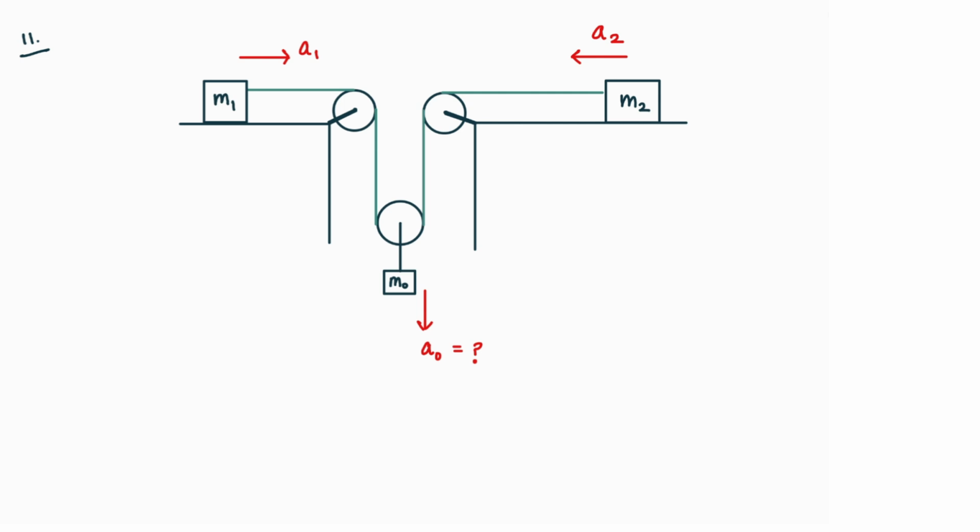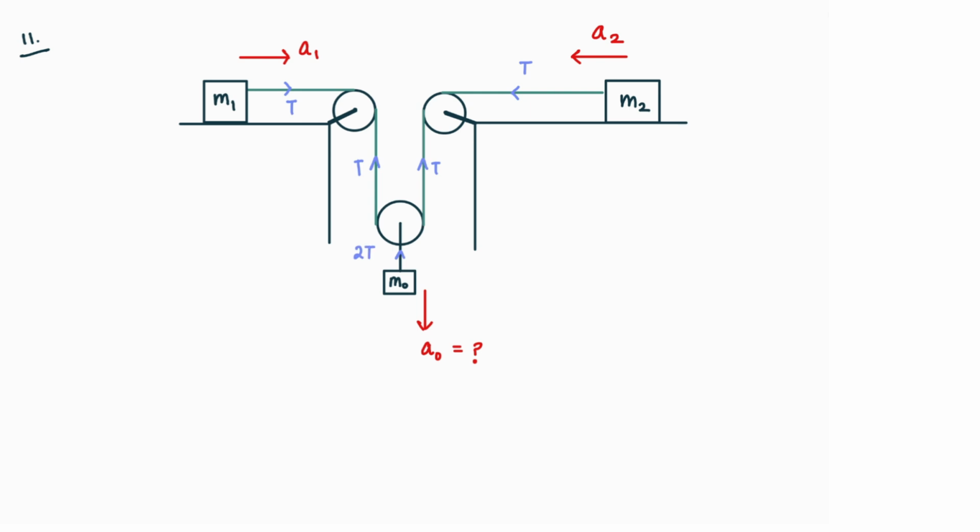If I start approaching this problem, again we will be doing a tension analysis. If we start from here, the tension in the thread is the same, so in this entire aspect the tension is the same, and over here the tension will become 2T.